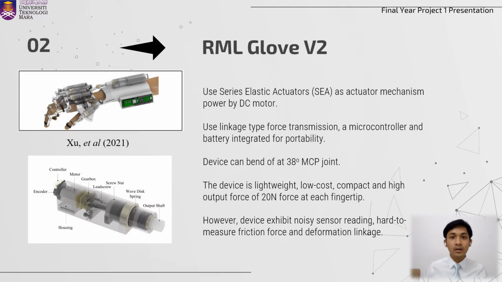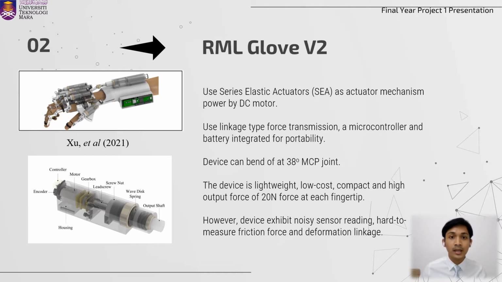Now let me talk about some previously developed finger exoskeleton such as RML Glove V2 by Zhu et al. This device uses series elastic actuator SEA as actuator mechanism which powered by DC motor. It uses linkage type force transmission, a microcontroller, and battery integrated for portability goal.